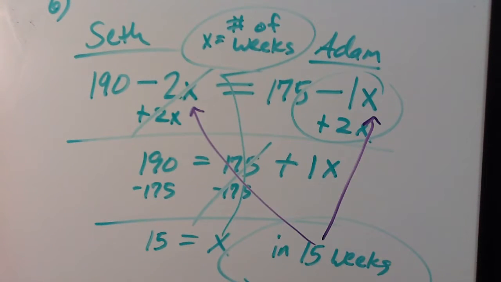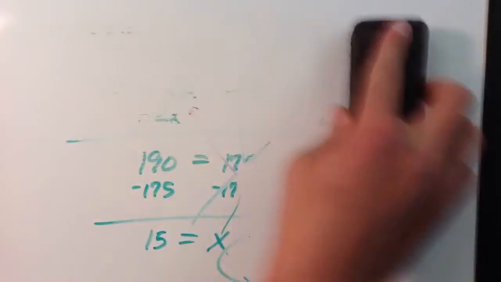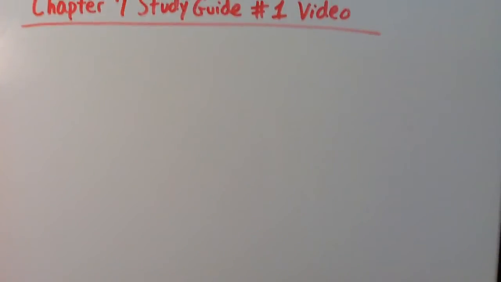Problem number 7 says this: 2/11 times a number plus 16 is equal to 4 more than 6/11 times the same number. What is the number? Okay, so for number 7, I have here 2/11 times a number.